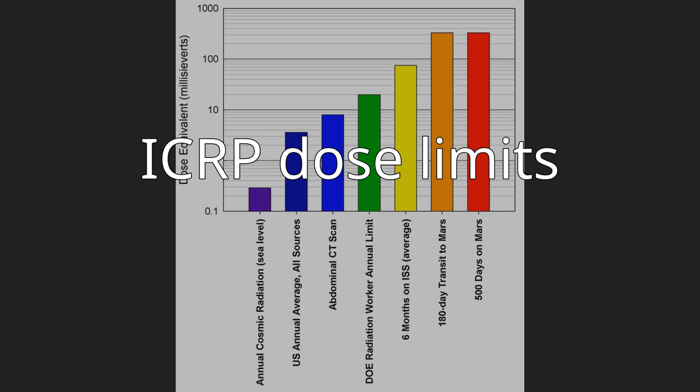ICRP dose limits. The ICRP recommends a number of limits for dose uptake in Table 8 of Report 103. These limits are situational, for planned, emergency and existing situations. Within these situations, limits are given for the following groups. Planned exposure limits are given for occupational, medical, and public. Emergency exposure limits are given for occupational and public exposure. Existing exposure, all persons exposed.